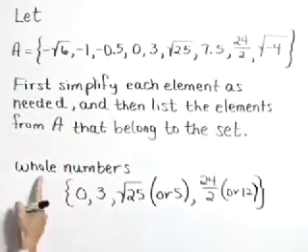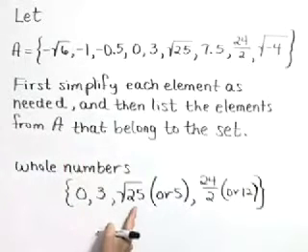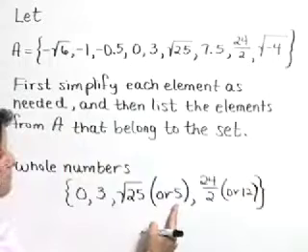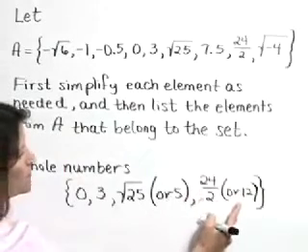So from A, the whole numbers are 0, 3, the square root of 25, or 5, and 24 halves, or 12.